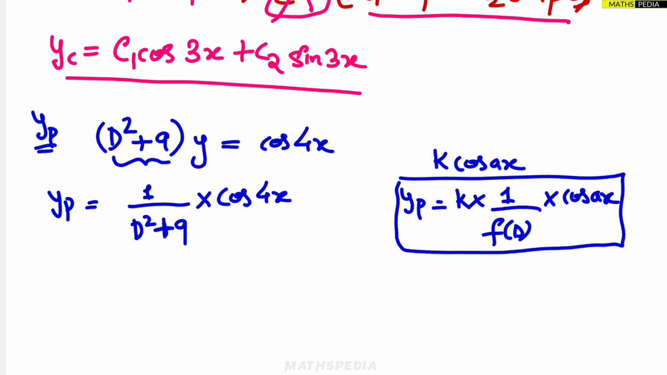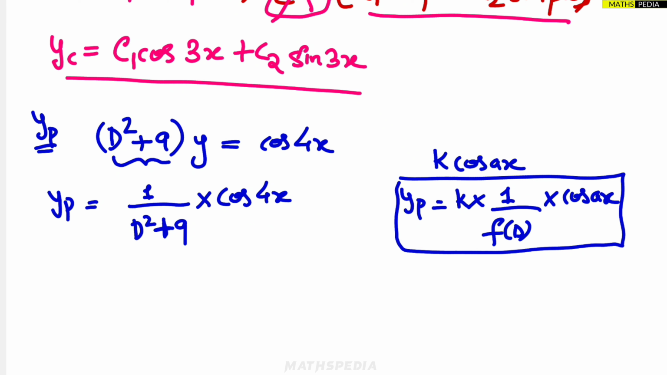So here you can observe that this k is not there. K is nothing but the coefficient of cos ax. That is not there. That's why I have not written anything here. So 1 divided by function of d. What is the meaning of function of d? This part. That you have to copy paste, and cos ax you have to multiply. That's it. Now after this, how to find the solution?